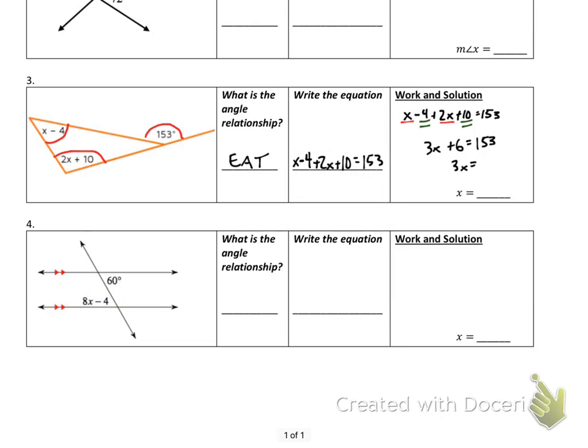What does 3x equal? 147 when we subtract that. Divide by 3, what does x equal? 49. Okay. And if you want to go back, you can confirm that. You can actually plug the x back into those angles. You can do x minus 4. You can do 2 times x plus 10 and make sure that adds up to 153.